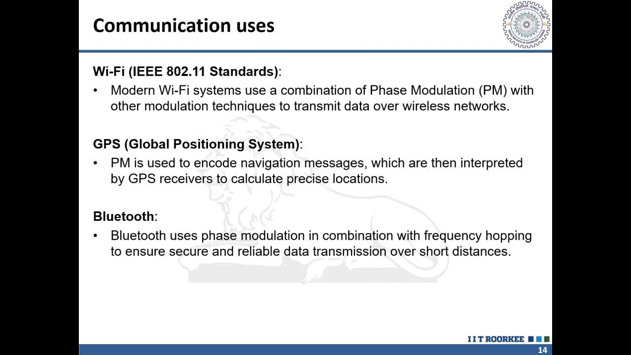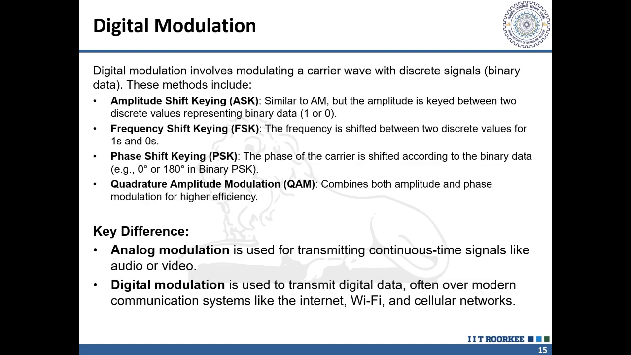What are its uses? It's used in new Wi-Fi modules, GPS systems, and Bluetooth, as they use a combination of phase modulation with other modulation techniques to transmit data over wireless networks. PM is also used to encode navigation messages, which are then interpreted by the GPS receivers. Similarly, Bluetooth uses phase modulation in combination with frequency modulation and hopping to ensure the data is reliable and transmitted over only short distances. So, we are done with analog modulation.